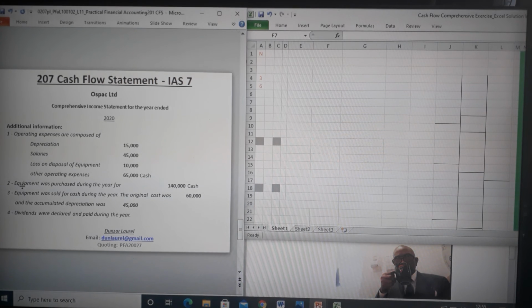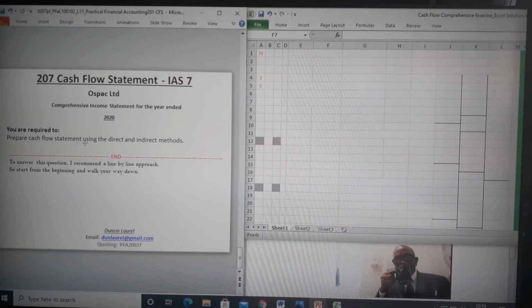Note 2. Equipment was purchased during the year for 140,000 cash. Note 3. Equipment was also sold during the year. The original cost was 60,000 and the accumulated depreciation was 45,000. Dividends were declared and paid during the year. The figure is not given, you have to deduce or derive this from the information given to you. Very tricky, but you will have to do it.